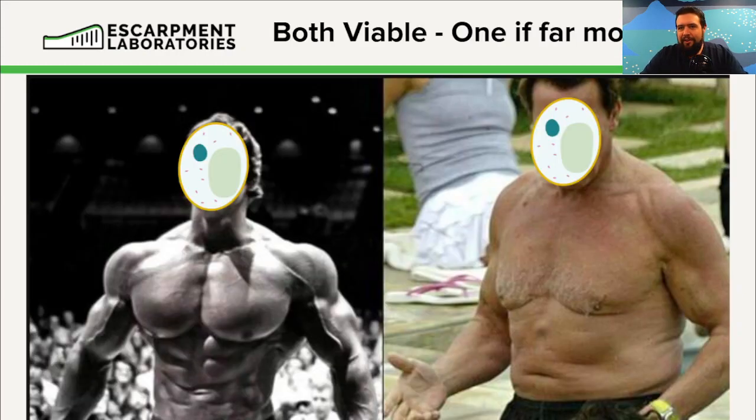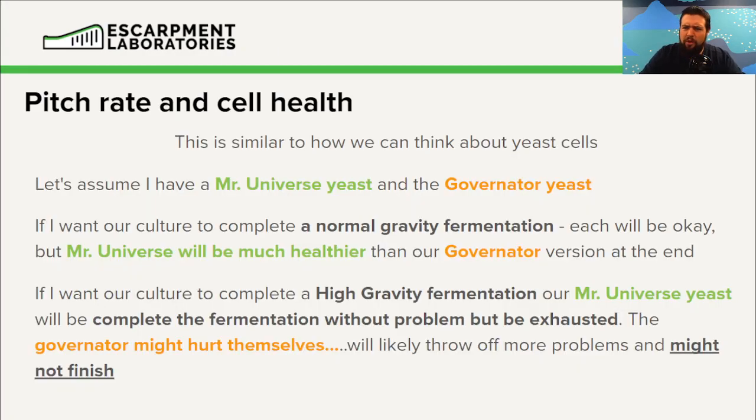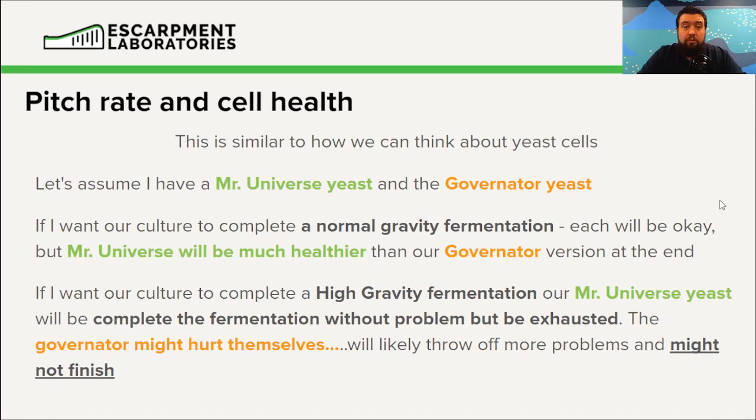Now, let's take that a little bit and let's switch this back over to yeast. So let's assume we have a Mr. Universe style yeast cell on the left-hand side and a Governator style yeast cell. I think we all know where we're going with this. If I want to complete a normal gravity fermentation, they're both going to be okay. Mr. Universe is going to be much healthier. He's still going to be super healthy, super viable. Vitality is still going to be pretty high. Governator is probably still going to be alive, but he's going to be more depleted. Still viable. Vitality will be decreased.